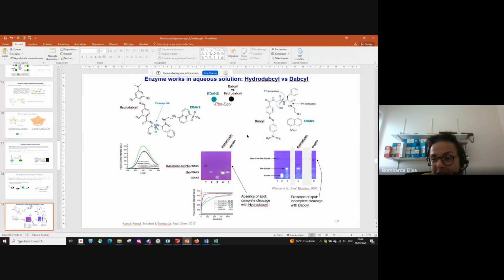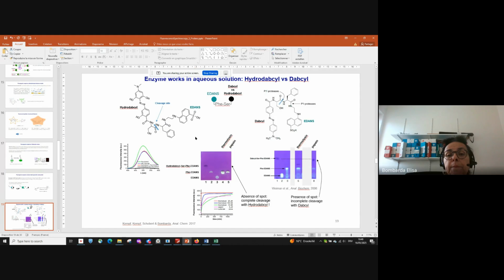Actually, they have to be favored to go back to the solution, because if they don't do this, they don't free the active site, and then the enzyme is blocked. And so this was a problem that we encountered in designing such a dual probe that I just described.